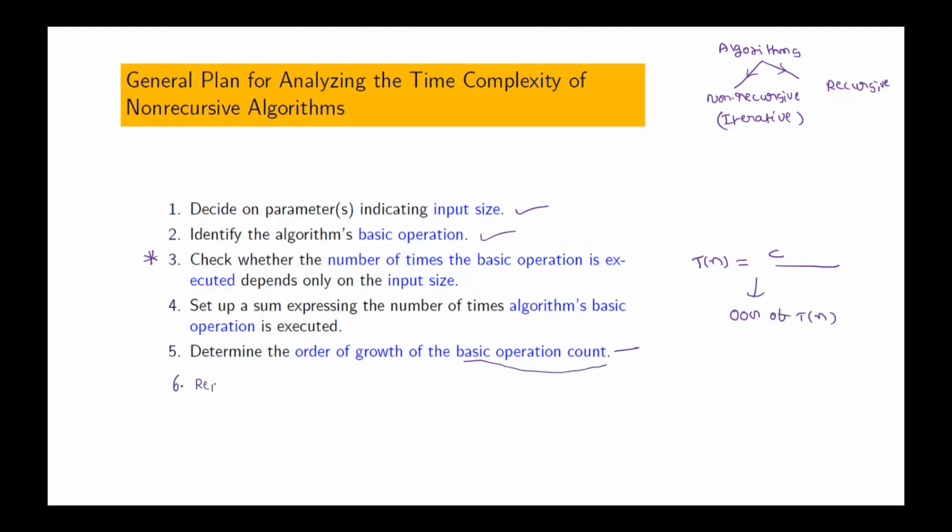Then, next, represent the basic operation count using either big O, big omega, theta, little o, or little omega, some asymptotic notation. Let us see this with the simplest example.